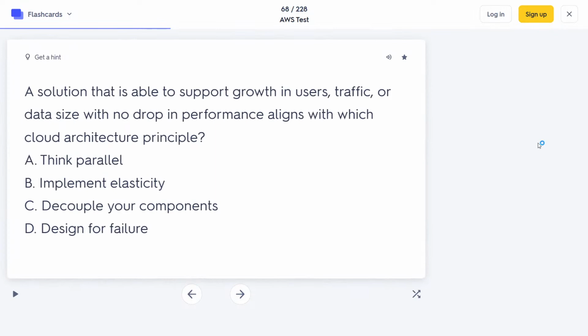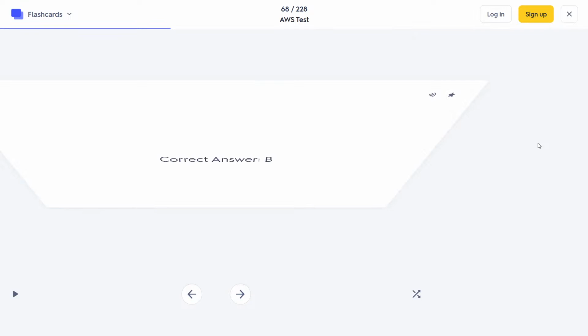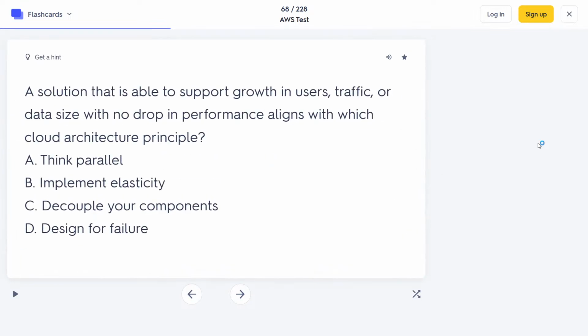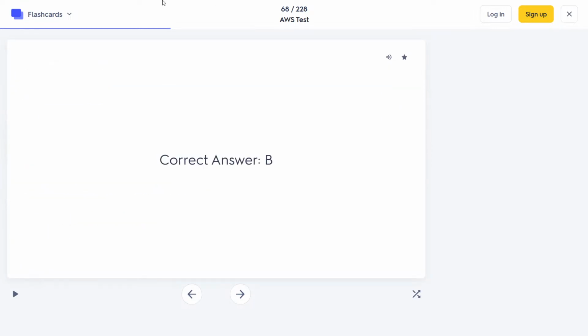A solution that is able to support growth in users, traffic, or data size with no drop in performance aligns with which cloud architecture principle? Well, decoupling sounds like it, but it was implement elasticity. My bad. Am I wrong? I think I might be. I want some explanation, my friend.